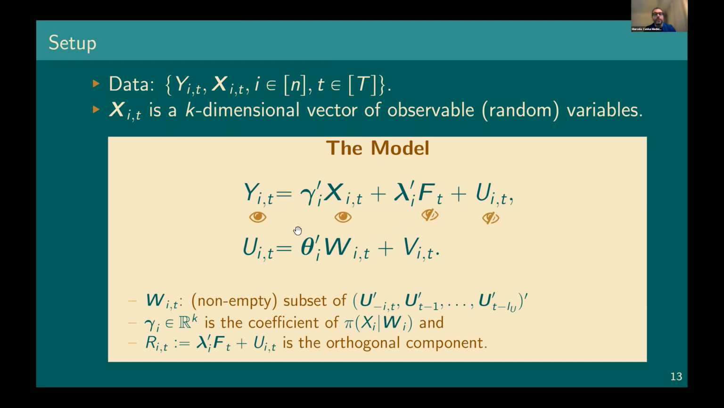So what we observe here: we observe Y, we observe X. We do not observe F, and we do not observe U. Of course, we do not observe the parameters, and we have to estimate them. So our goal would be to recover the parameters, gammas, lambdas, and thetas, and recover the factors F.